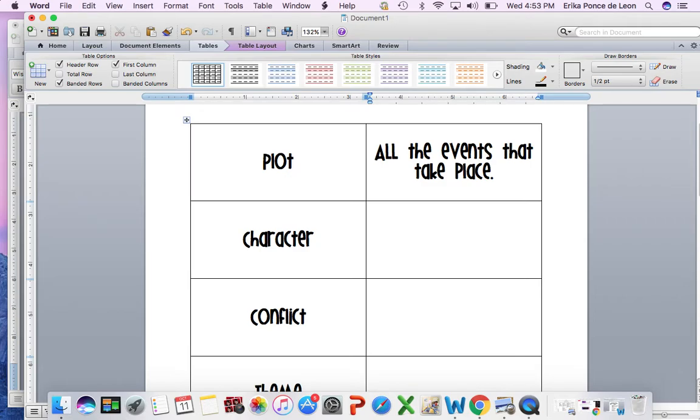Nothing. It wouldn't sound like anything because nothing would be happening. So your plot is all those things that are happening in your story. Okay? I'll go over that more in a workshop about plot.